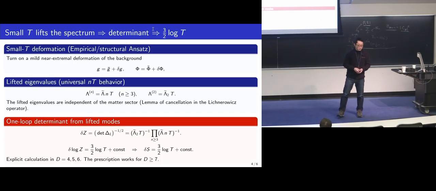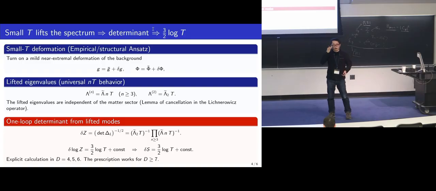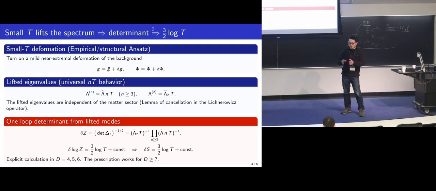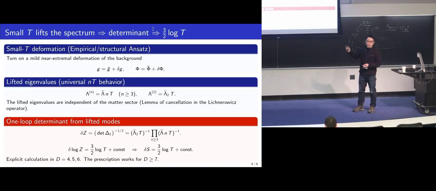In order to calculate the one-loop determinant, we need to regularize the zero modes by a small but non-zero temperature configuration. By looking at all these different black holes, we impose an empirical or structural ansatz for this small fluctuation, also for the matter fields. But it turns out the matter fields are not super important, because we proved another lemma that in the linearized operator, even though there are many terms, most of them cancel out. The information of the matter sector does not enter into the lifted eigenvalue. So we only need the metric.